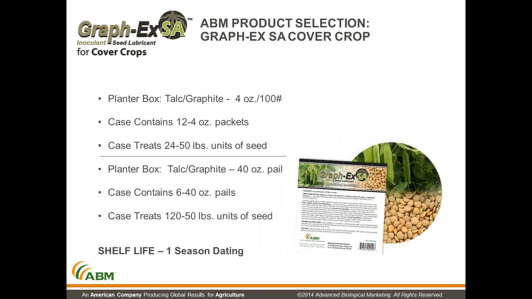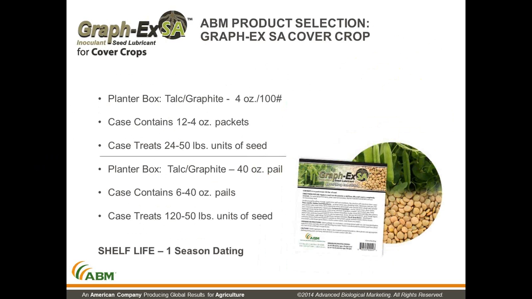Graphex SA for cover crop comes in 2 package sizes. Again, it's a talc graphite formulation, and it comes in 4-ounce packets. And that 4-ounce packet will treat 100 pounds of seed. There's 12 packets in a case, and so a case will treat 24 50-pound units of seed.